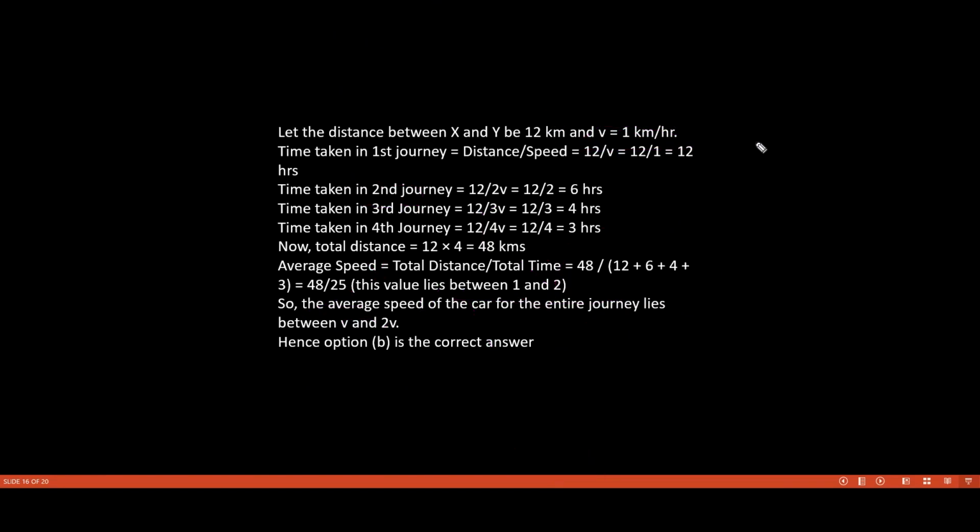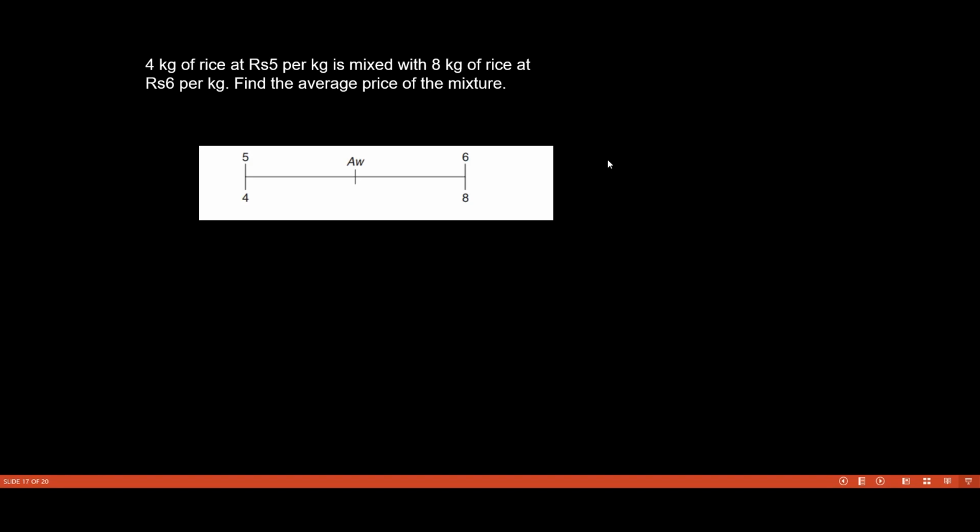All right. So you see, the questions that were asked in the UPSC were not exactly given directly in the mixture and alligation format, but yes, some of the concepts were applicable. Now let's see some more examples of how we can do these types of questions. For example, this question is given: 4 kg of rice at rupees 5 per kg is mixed with 8 kg of rice at rupees 6 per kg. Find the average price of the mixture. All right.